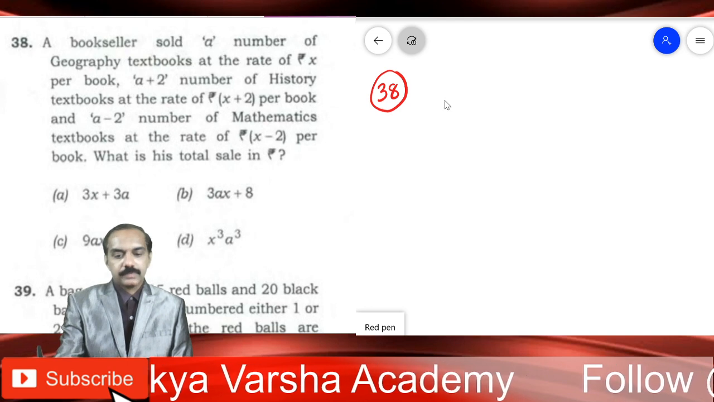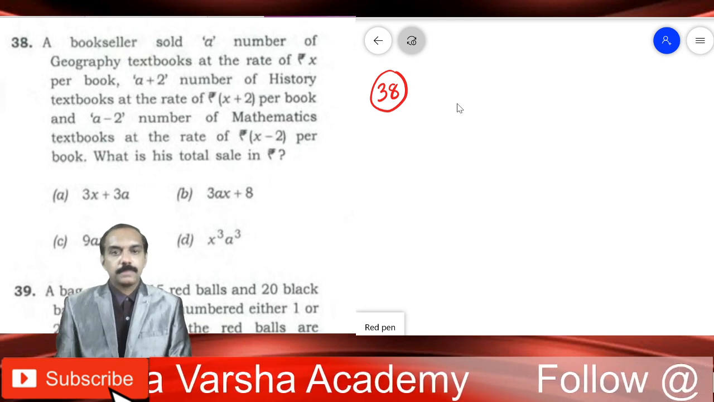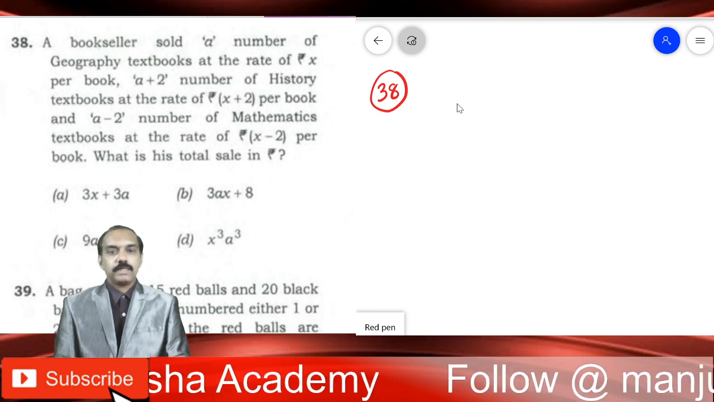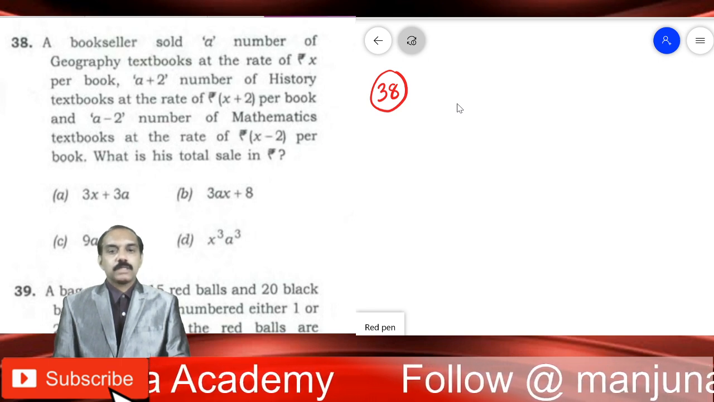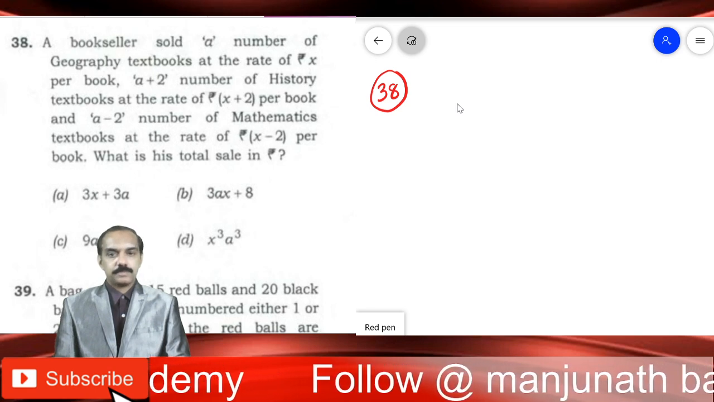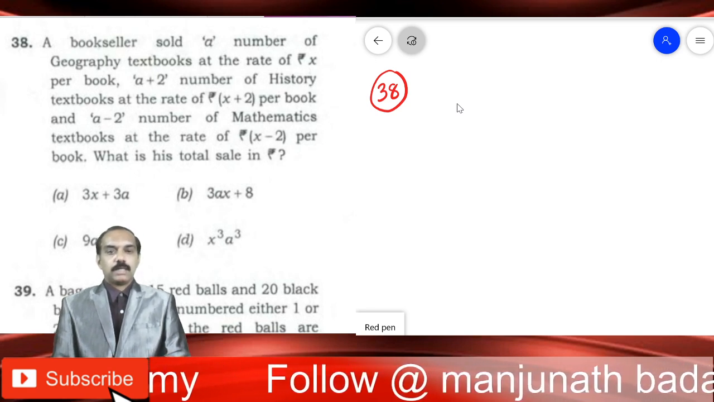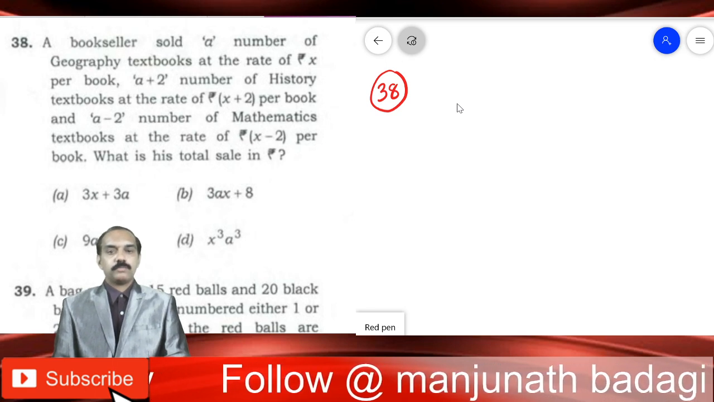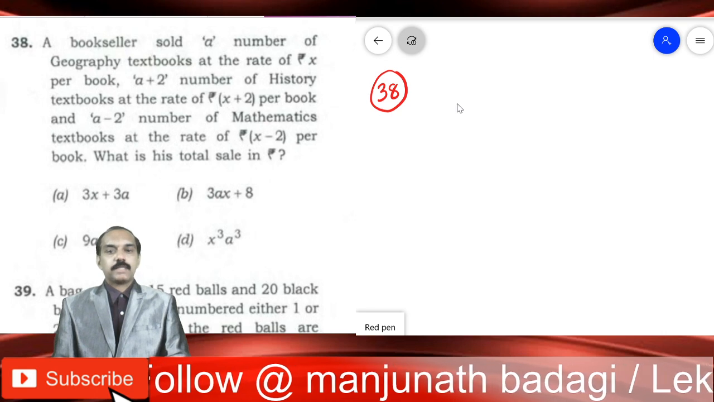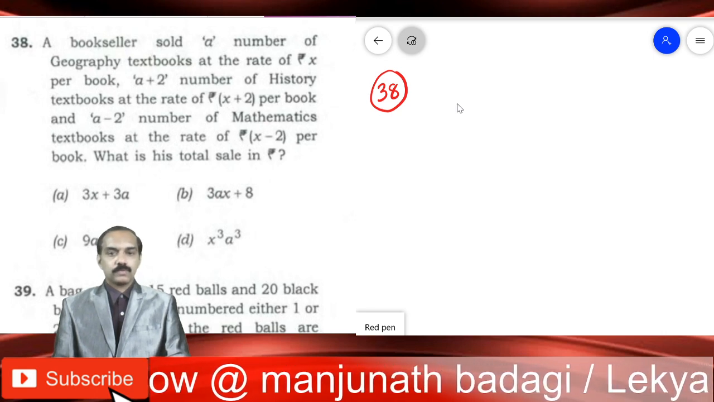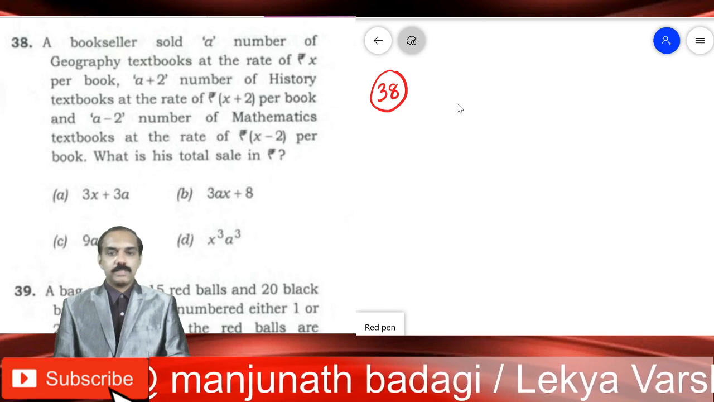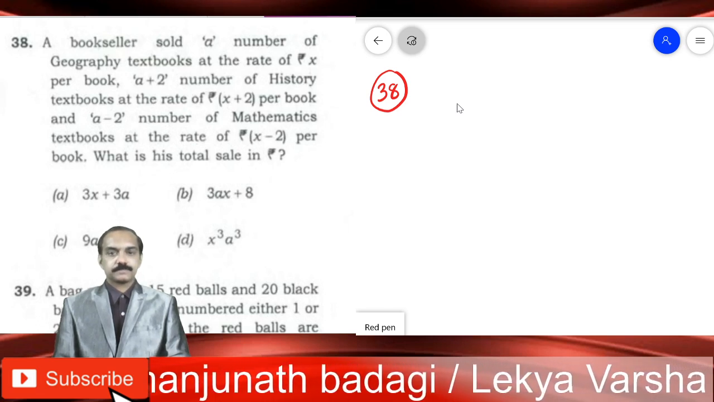38th one. A bookseller sold a number of geography textbooks at the rate of X per book, A plus 2 number of history textbooks at the rate of X plus 2 rupees per book, and A minus 2 number of mathematics textbooks at the rate of X minus 2 rupees per book. The question is, what is his total sale in rupees, right?